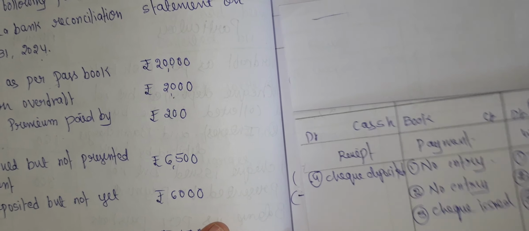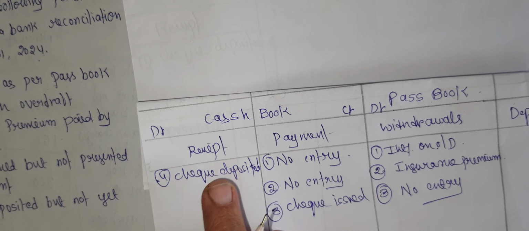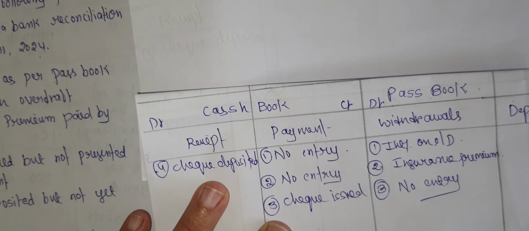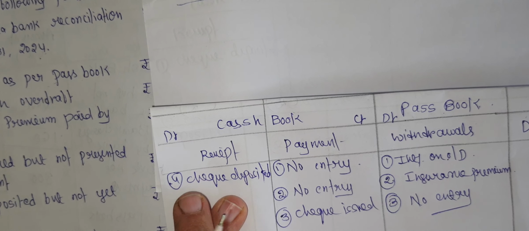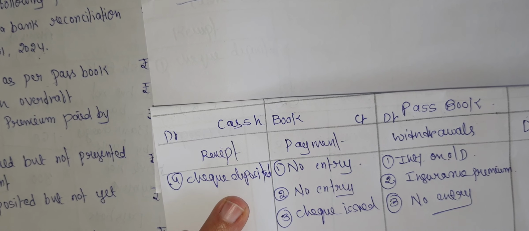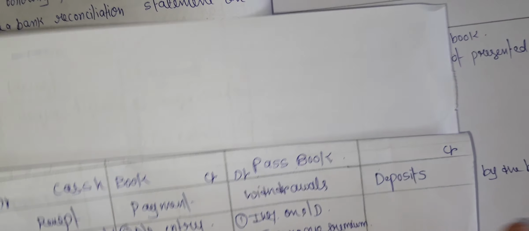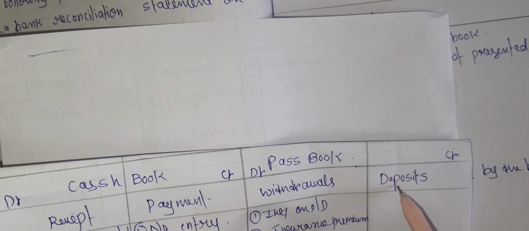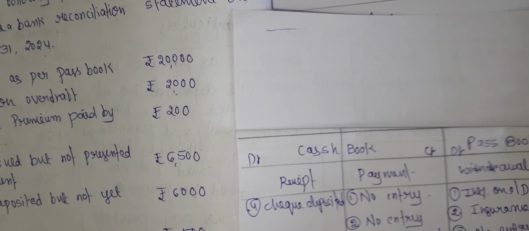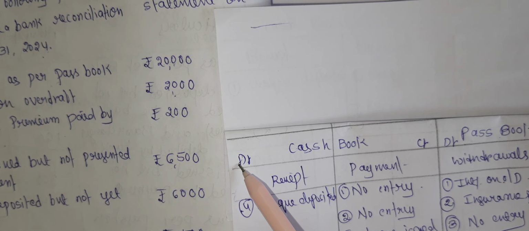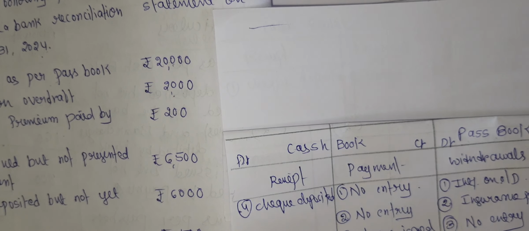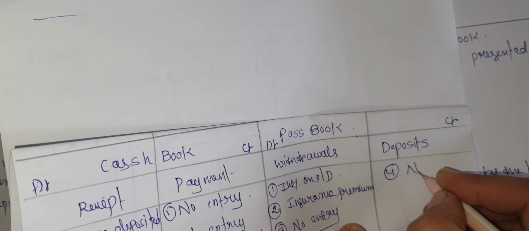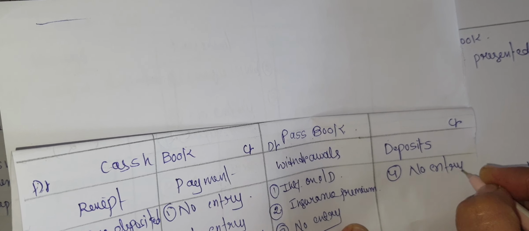Check deposited is the income, check deposited from the customers. So in the cash book we need to enter it in the receipt side, meaning on the debit side of the cash book. And in the passbook? In the deposit side, in the credit side, because all deposits will come in the credit side. In the cash book, receipts will come in the debit side. Check deposited but not yet cleared. Not yet cleared means here there is no entry.